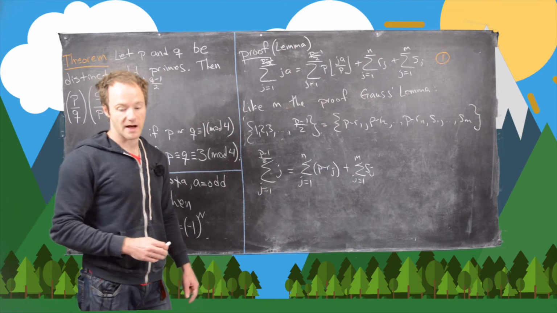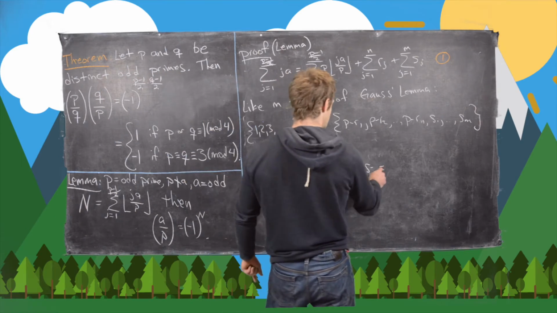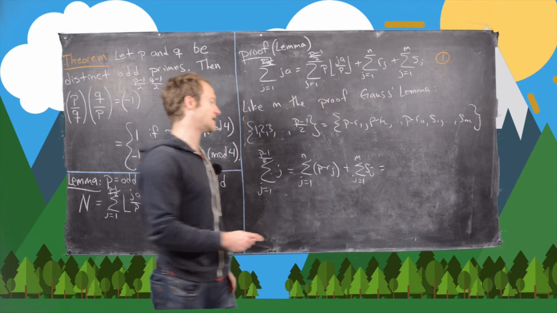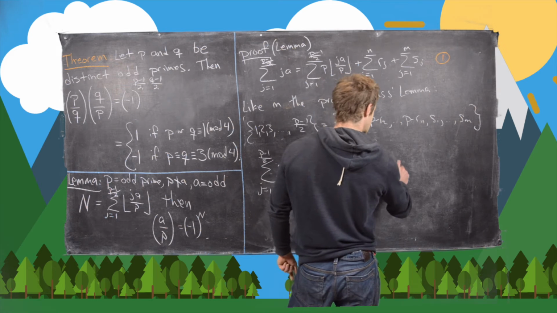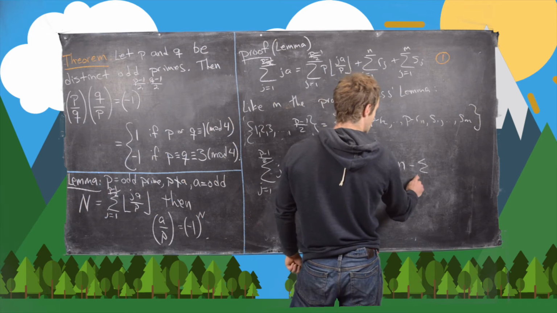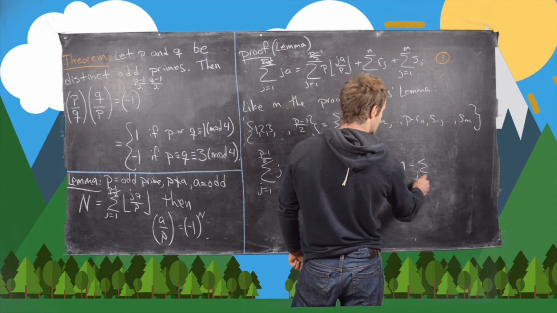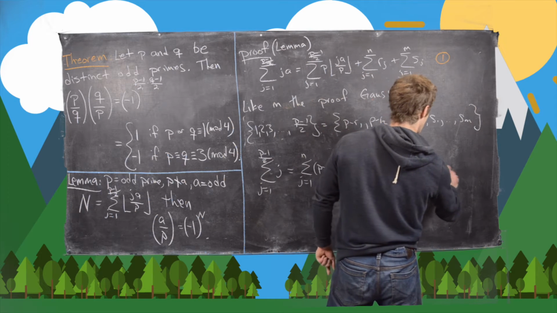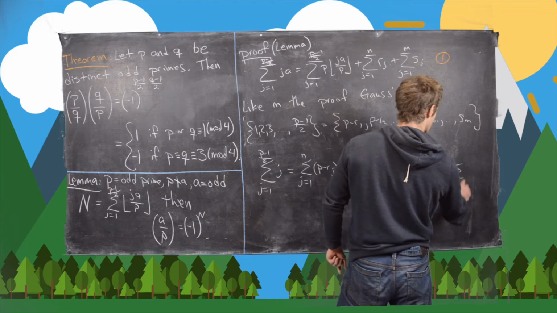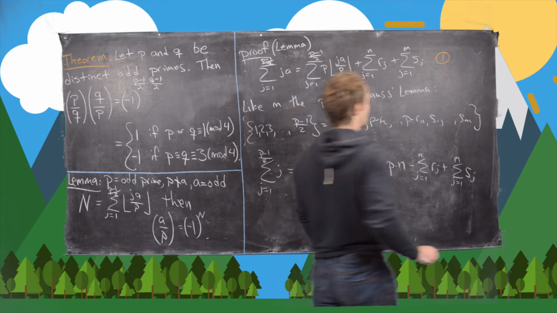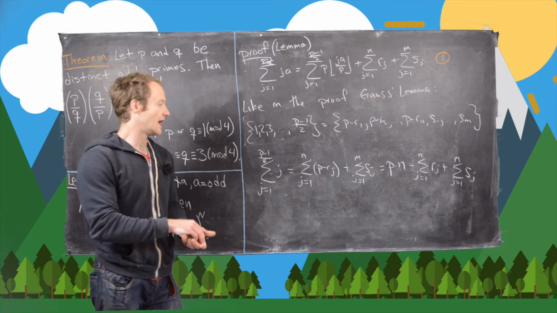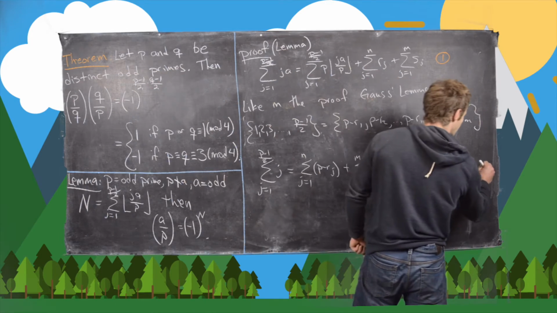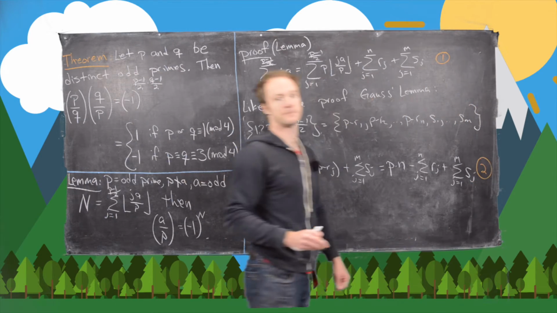Okay, cool. But now notice, this is easy to calculate because we have n p's. So this is p times n minus the sum j equals 1 to n of rj plus the sum j equals 1 to m of sj. Okay, and I'm going to number this as well. So I'll number this 2.